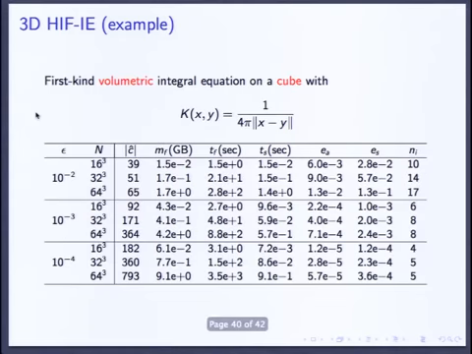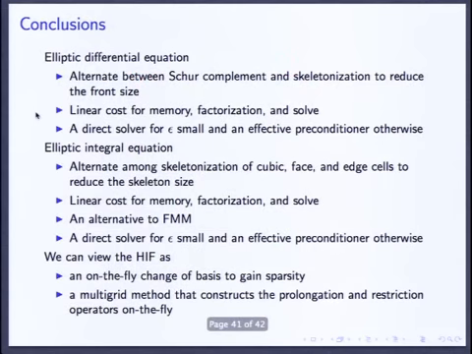And this is the final 3D example. You see that for low accuracy, every time we increase the degrees of freedom by a factor of 8, all the costs roughly increase by a factor of 8. For high accuracies, I mean, we think that the numbers look slightly worse. We think that we are not in the asymptotic regime yet. So finally, this is the conclusion.